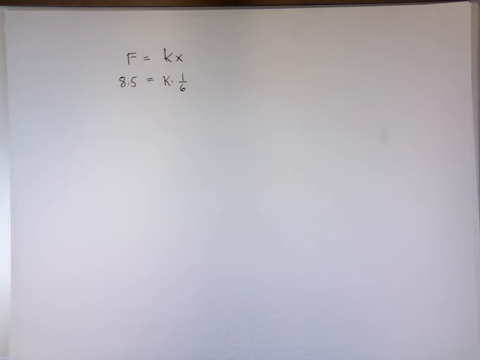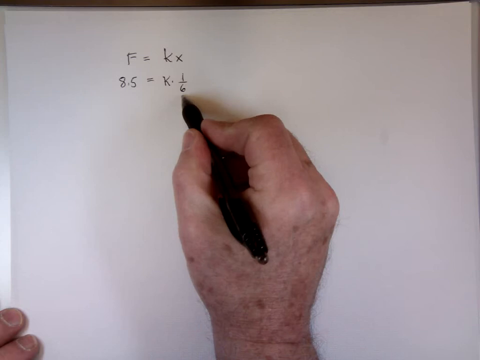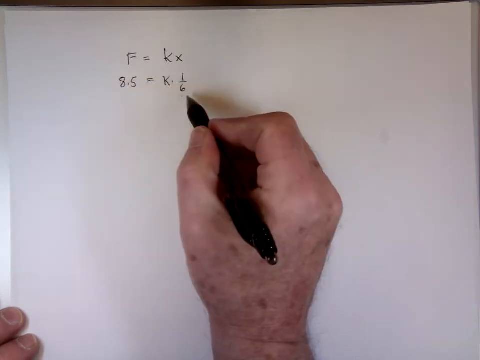Whether you compress a spring 2 inches or extend it 2 inches really doesn't matter. It's the same amount of force. So I'm going to just use 1/6. Multiply both sides by 6, I get 51.